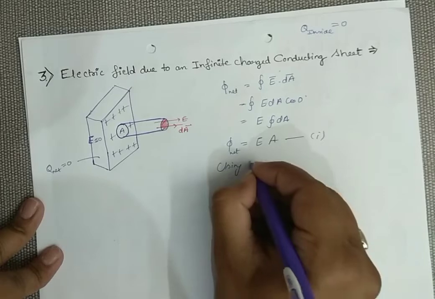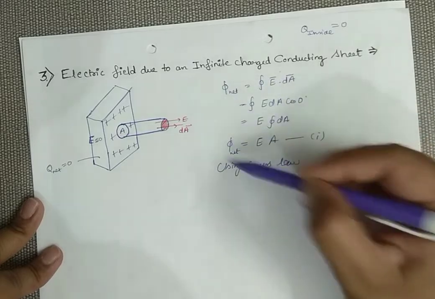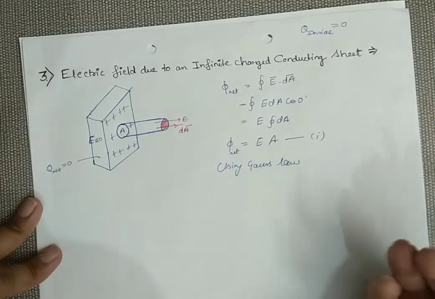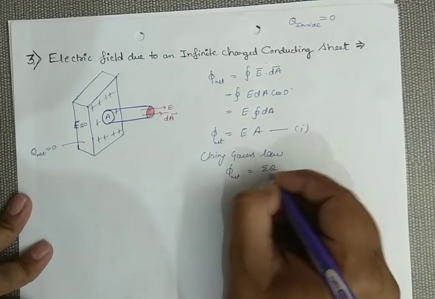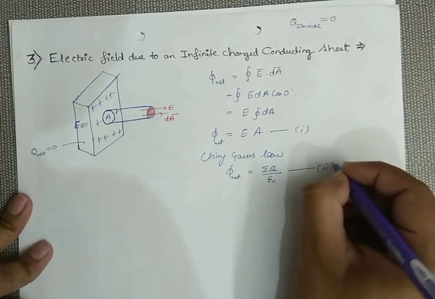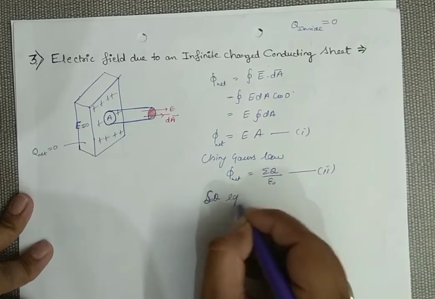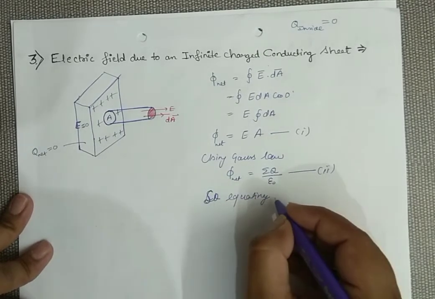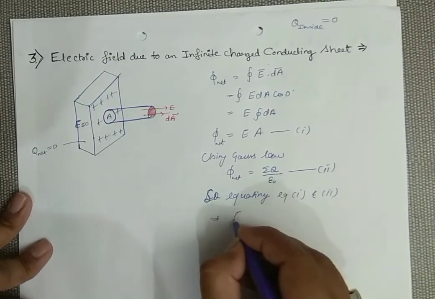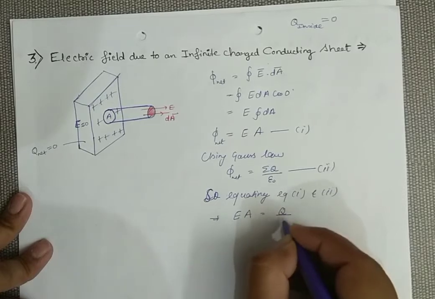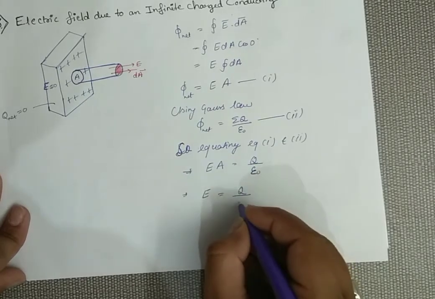Now again we will use Gauss law. We won't apply Gauss law directly. First we use the concept of flux, then the concept of Gauss, and then we equate the equations. According to Gauss, net flux is defined as total charge divided by epsilon naught, equation number 2. Equating equations 1 and 2, you get E A equals Q by epsilon naught, or E equals Q by epsilon naught times A.